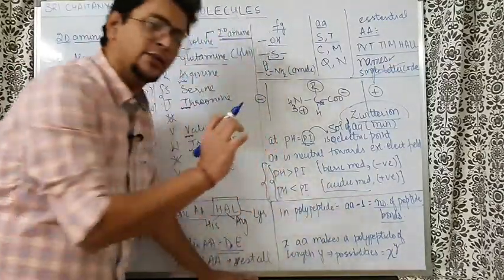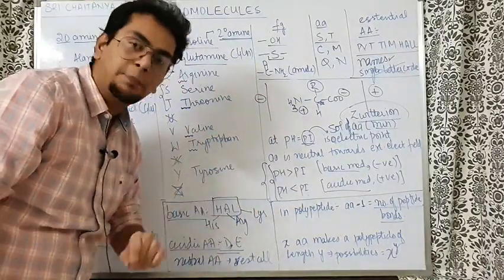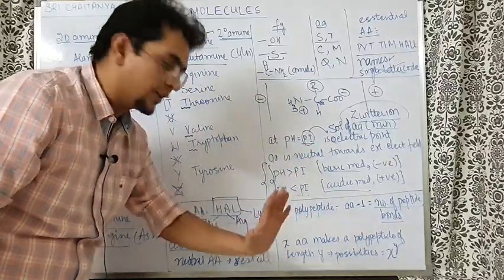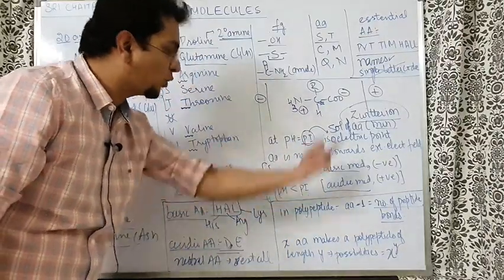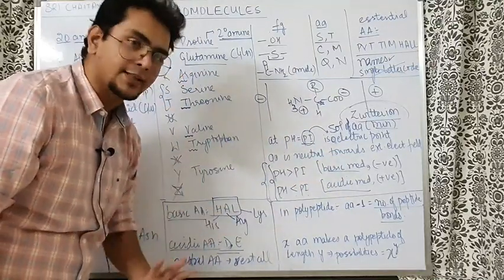This trick is very nice, an awesome trick, very useful for MBBS also. Understand? pH is more than pi. Consider pi as a neutral pH. So pH more than pi means pH more than neutral. More than neutral means basic. pH less than neutral means acidic.